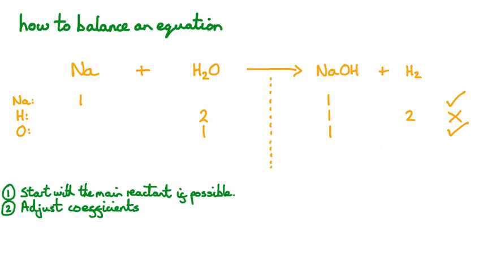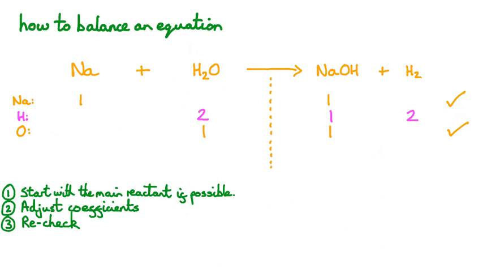Be mindful though that if you add a coefficient in front of water, for example, you're going to change the number of hydrogen atoms but also change the number of oxygen atoms. So after adjusting any coefficients, you should always go back and recheck the number of all of your atoms. The only unbalanced element in this equation at the moment is hydrogen. We have one extra hydrogen atom in our products than we do in our reactants.